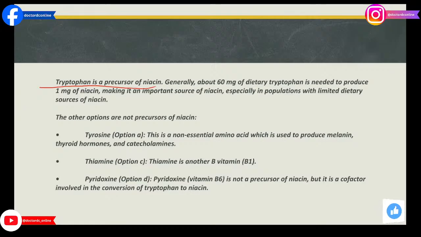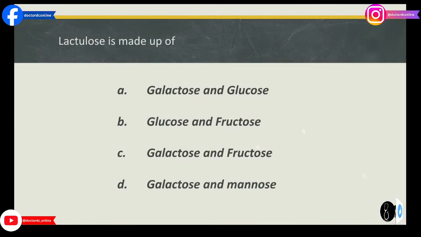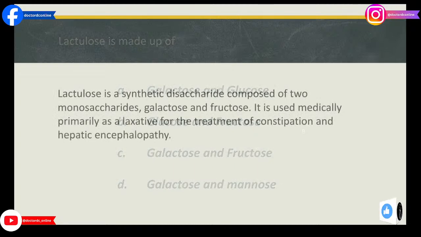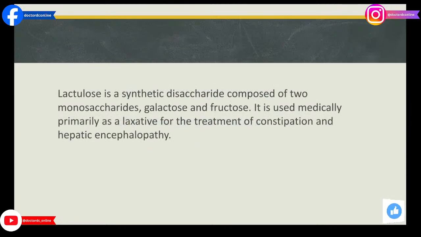In question 35, lactulose is made of which sugars? Option A, galactose and glucose, option B, glucose and fructose, option C, galactose and fructose, or option D, galactose and mannose. Lactulose is a synthetic disaccharide of galactose and fructose. The correct answer is option C, galactose and fructose.